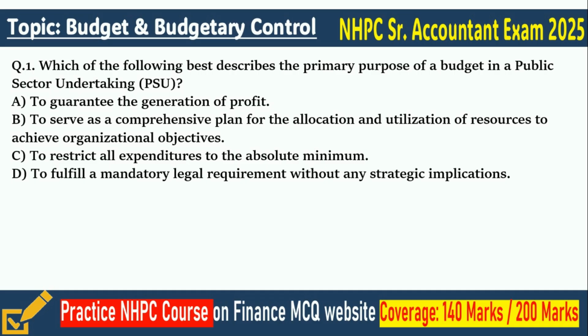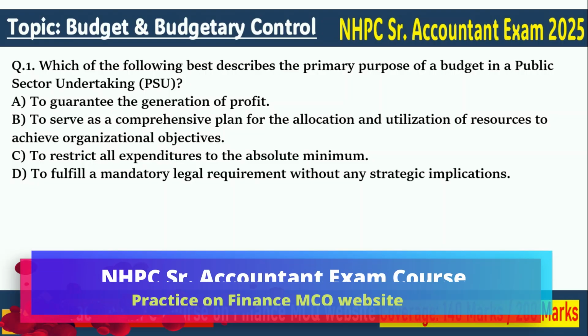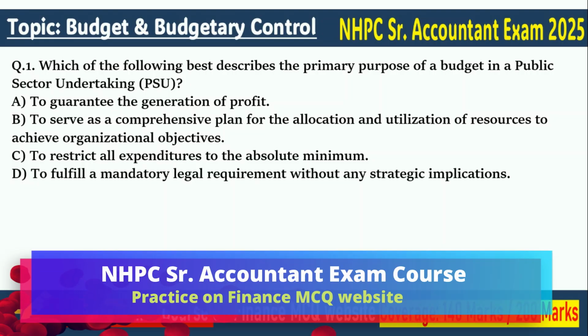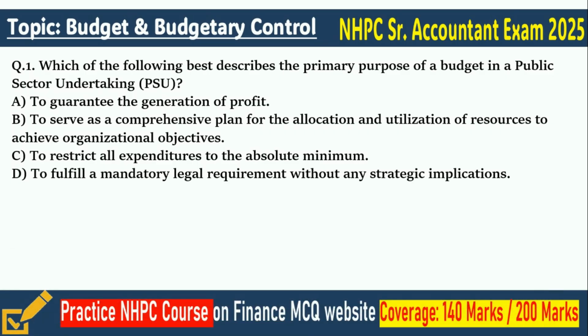Friends, the first question is, which of the following best describes the primary purpose of a budget in a public sector undertaking? Option A, to guarantee the generation of profit. Option B, to serve as a comprehensive plan for the allocation and utilization of resources to achieve organizational objectives. Option C, to restrict all expenditure to the absolute minimum. Option D, to fulfill a mandatory legal requirement without any strategic implications.